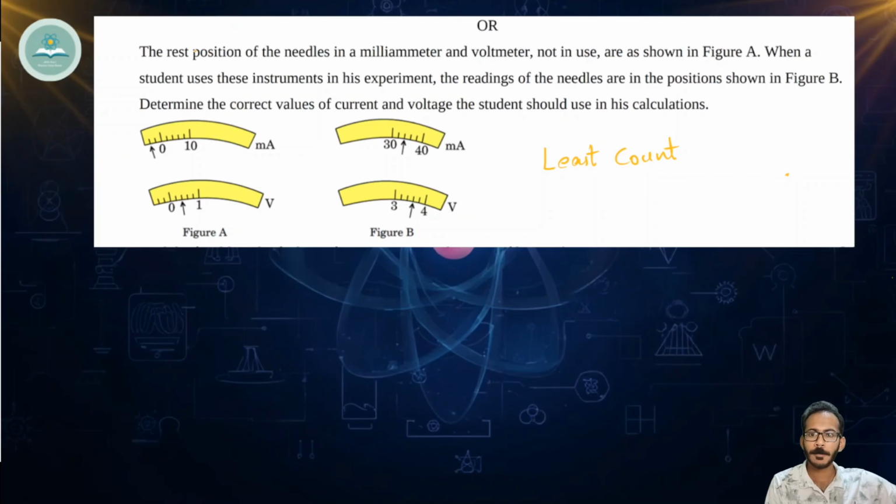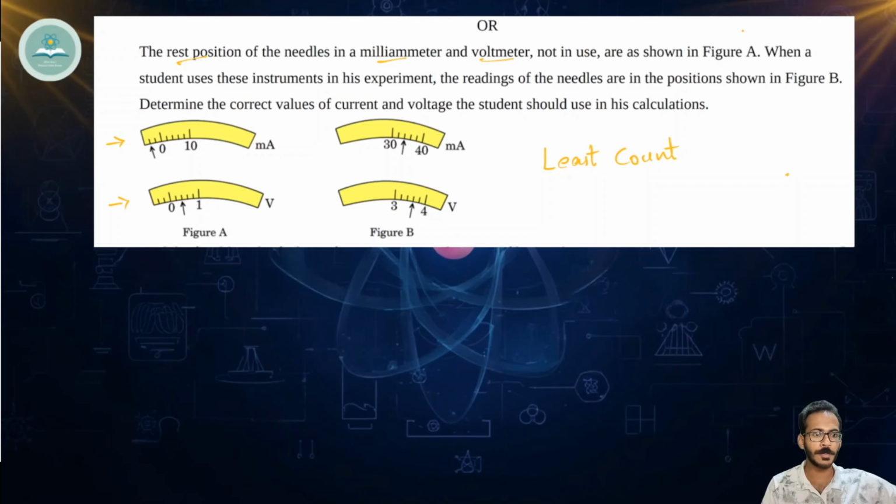Here the rest positions of the needles in a milliammeter and a voltmeter not in use are shown in figure A. In figure A, we have a milliammeter here and a voltmeter here. They are not in use. Usually when instruments are not in use, their pointer should be at 0. But in this instrument it is 2 steps before 0, and in this instrument it is 2 steps after 0. So there is a zero error. When finding the answer, we should consider this error and give some correction so that the error can be cancelled.